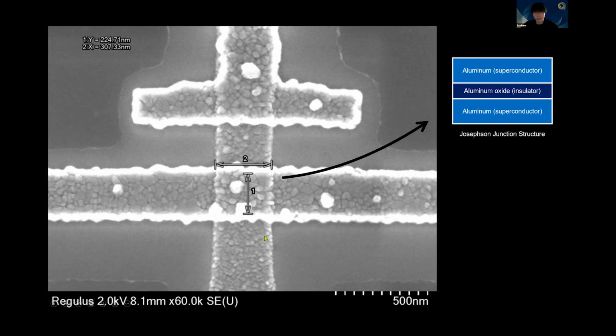So this forms a junction, and I want you to notice the scale of the junction. The markers measure the junction size. It's given by 200 and 300 nanometers or so. So this is a tiny structure.